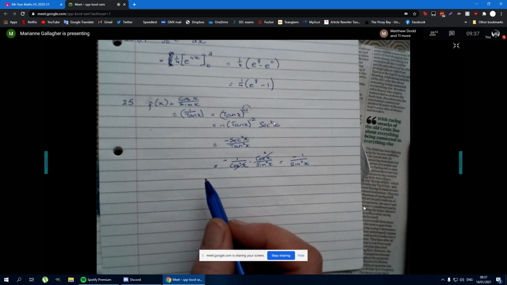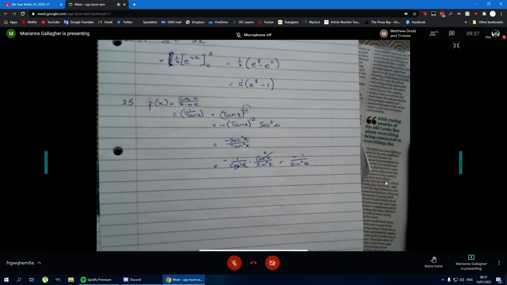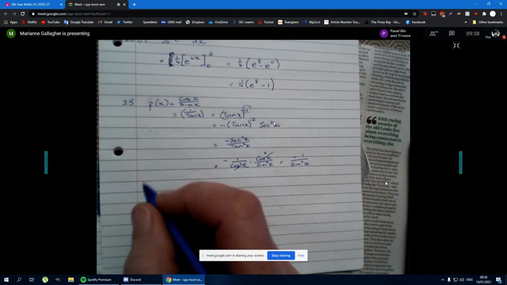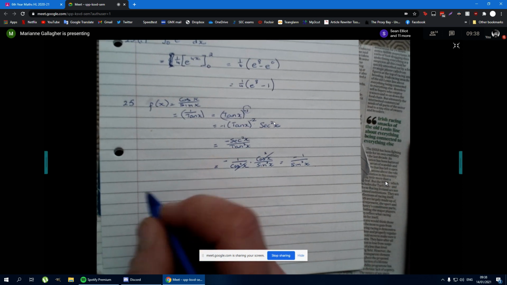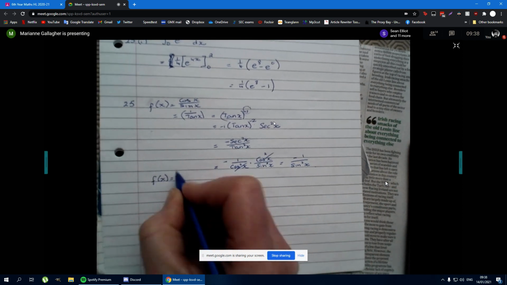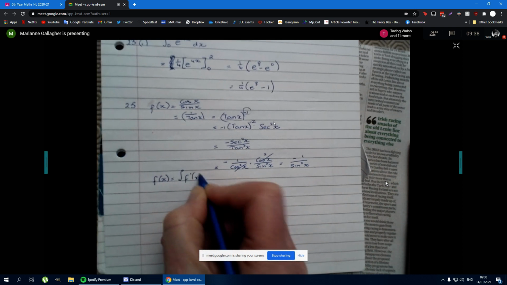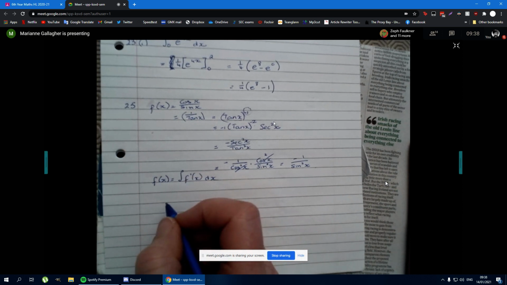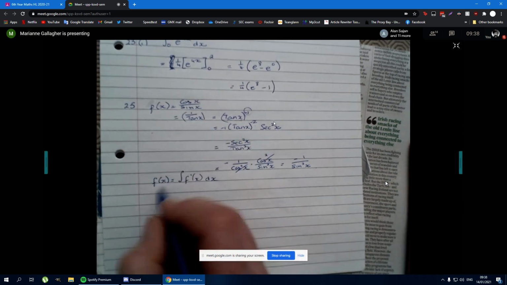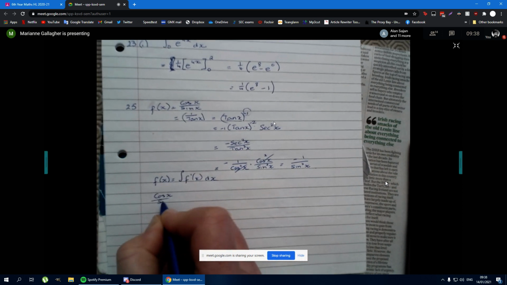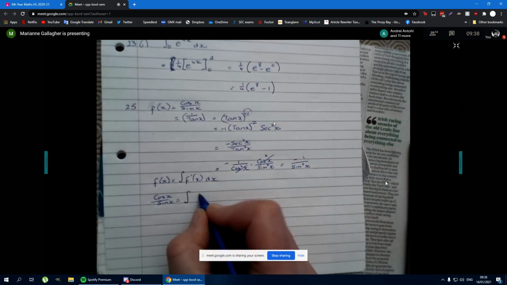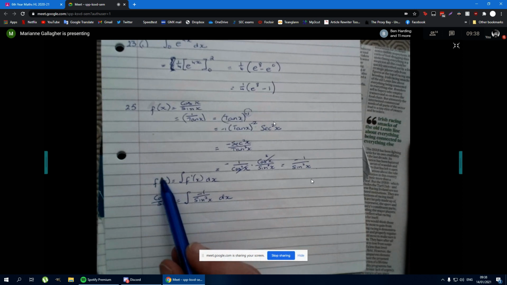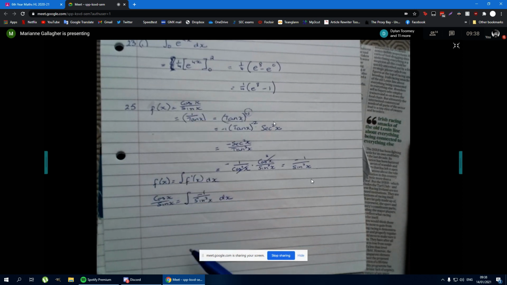Is that okay? Okay, so that's the first part. So what they're then saying is, and remember our definition of integration is that f of x is equal to the integral of f prime of x dx, okay? So f of x is cos x over sine x is equal to the integral of -1 over sine squared x dx. Okay, so we know f of x, we started with that, we worked out f prime of x.